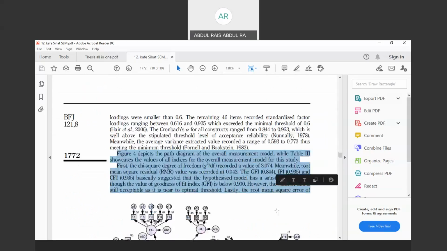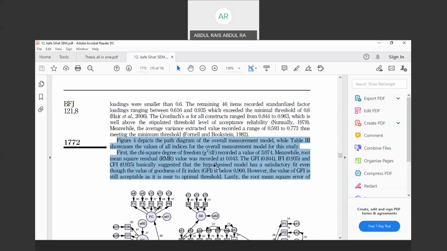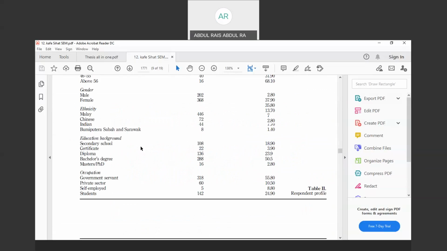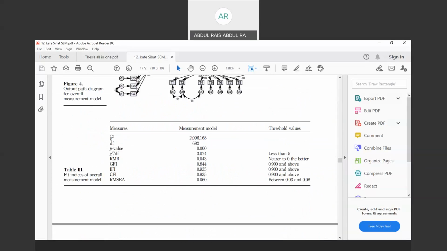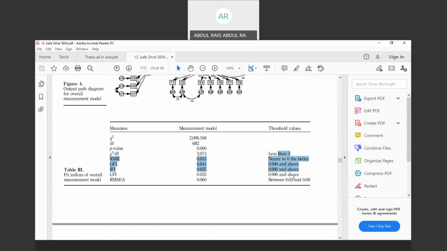Kita cerita kat sini, this model that we got fulfills all the threshold as required for a CFA, meaning the chi-square, DF value, P value, chi-square over DF, RMR, GFI, CFI, RMSEA are within the threshold set.